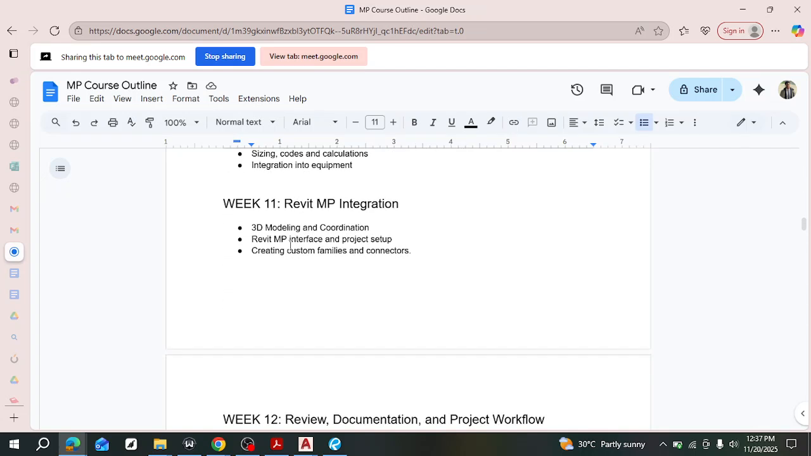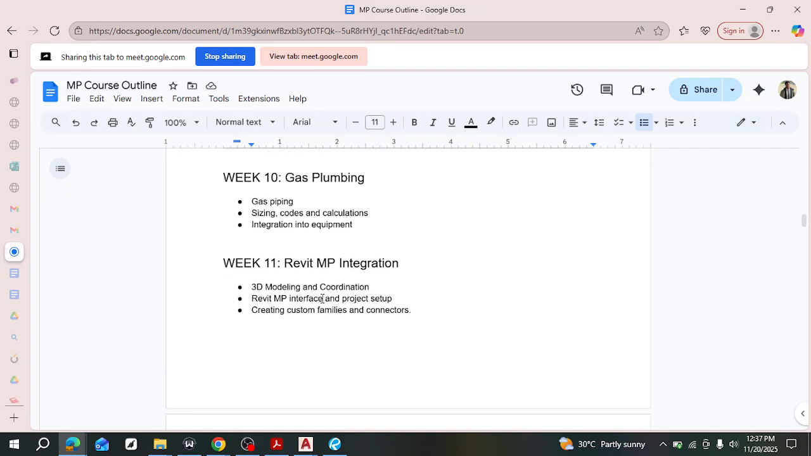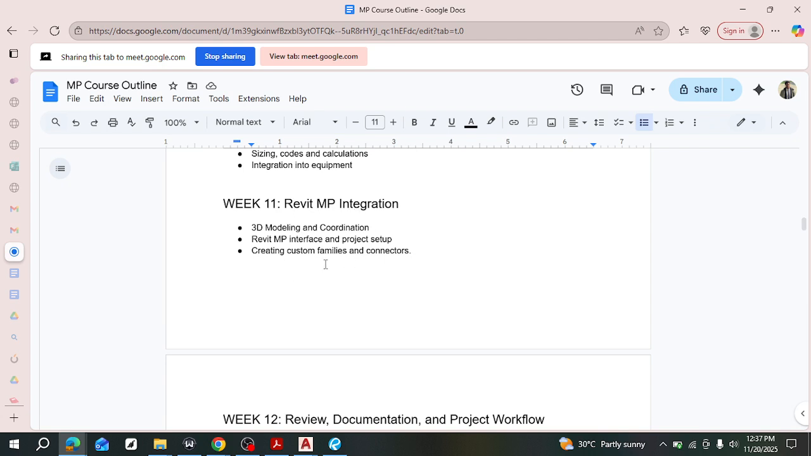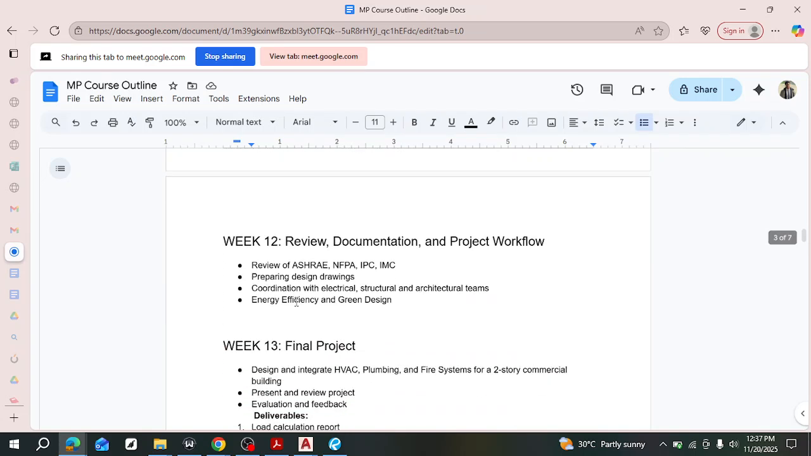Then the following week we talk about Revit. Luckily, because you know about Revit already, we won't dwell too much time on this. I'll just teach you the little I know and add it to what you know too. Then this week we'll review your knowledge of ASHRAE.